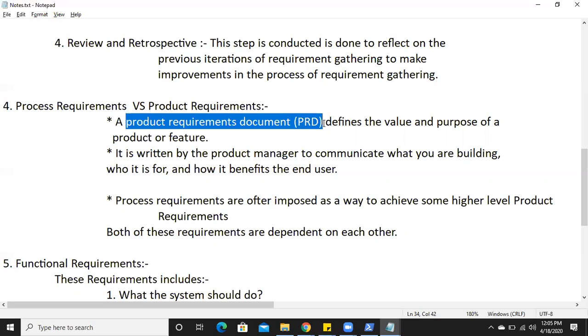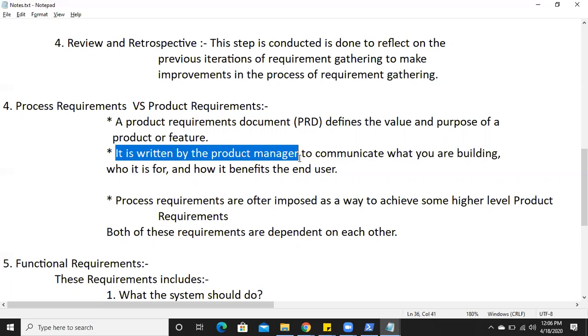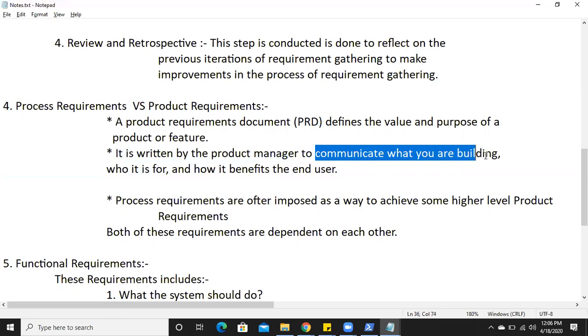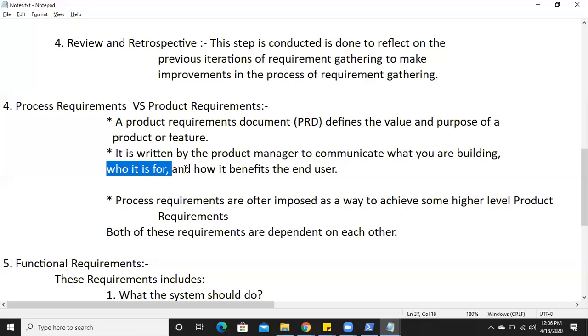What is the meaning of product requirement document, or PRD, and who wrote this? The product manager or the system analyst writes this document in order to communicate what we are actually building, what technologies are used to build that particular product, and what the solutions are to the problems solved by our product. Who is going to develop it, as well as who is the end user of that product.